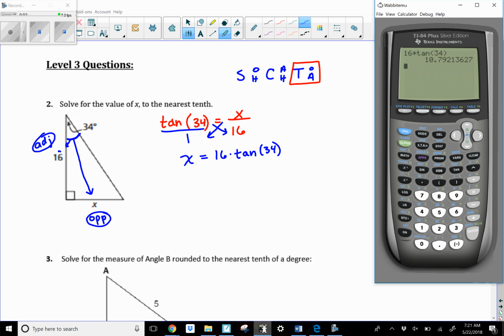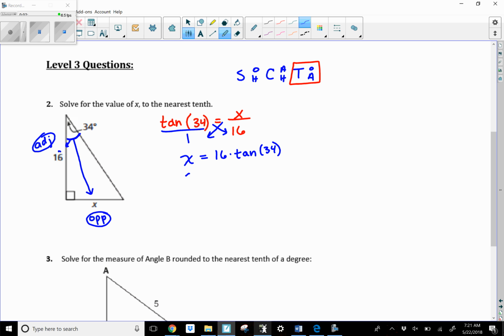Enter. And in this case, it's asking us to round to the nearest tenth, which in this case, the tenths spot would be the 7. But this 9 tells us to round this 7 up to an 8. So therefore, the value of x is going to be 10.8.